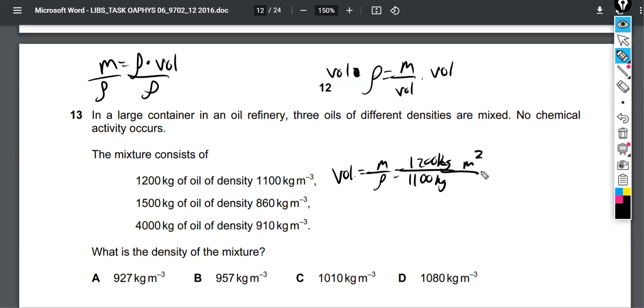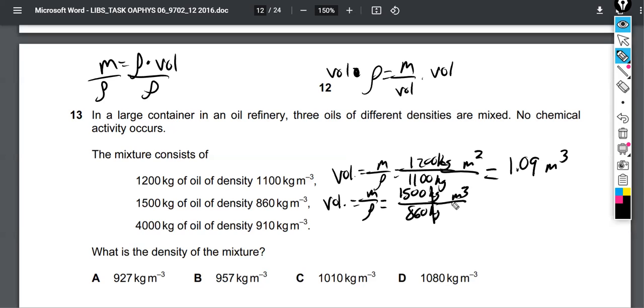It's 12/11, which I will now approximate as a decimal. 1.09 repeating cubic meters of this oil. Let's do the same thing for the others. The volume for this one is going to be this mass divided by its density. This one I've got more mass, 1,500 kilograms, but it's lower density, 860 kilograms per cubic meter. The kilograms cancel. I figure out how many cubic meters. Take care of the units and they'll take care of you. The units are involved in the calculations also. Cubic meters of volume reminds you what you're solving for.